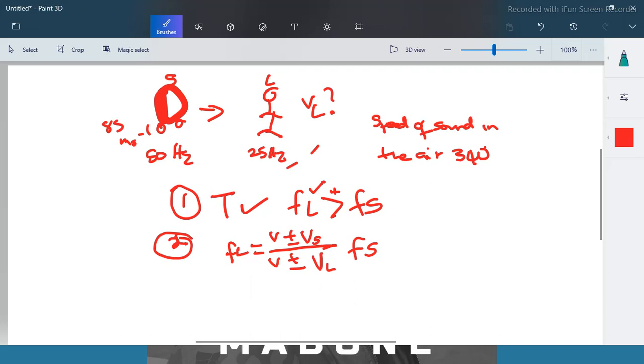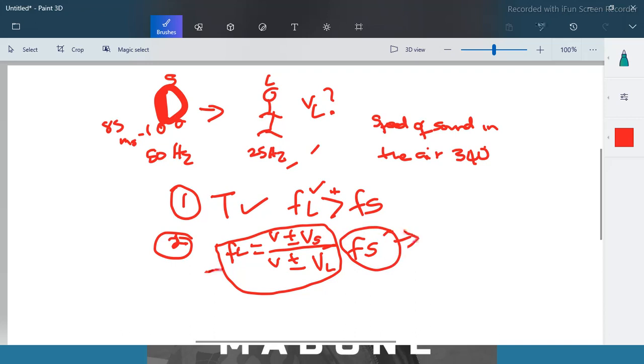Now, I want you to take a pen and say, this is my frequency of the listener here. That's the equation for the frequency of the listener. And I want you to take a pen and say, this is the frequency of my source.